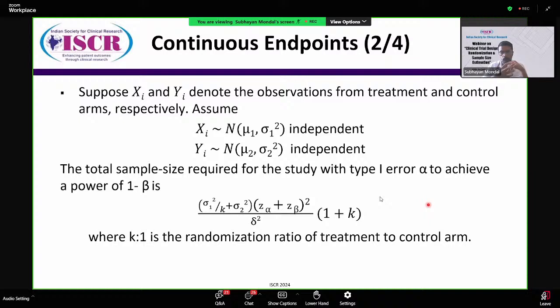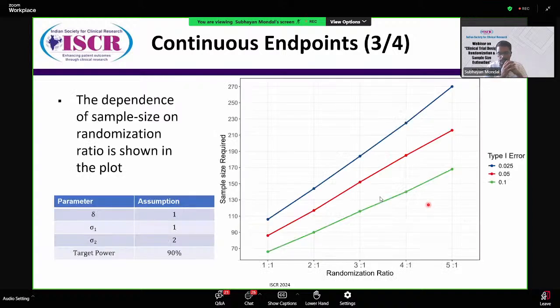Now, one quick question is how randomization ratio essentially impacts the sample size. Now, in our case, it was 1 to 1. So that's why we might do with the minimum sample size required for the whole study. But when the randomization ratio changes from 1 to 1 to 2 to 1 or 3 to 1, it affects the sample size required. So in the next slide, we will look into one example.